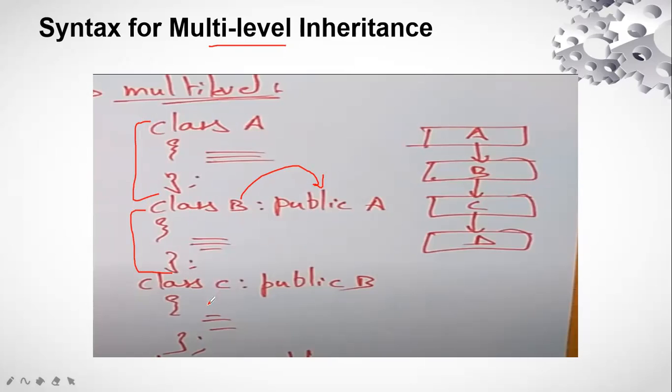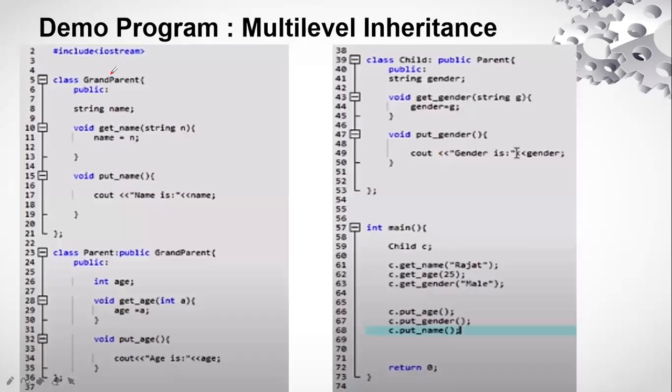I'm going to create a new class that is inheriting the properties of class B, right? So class C is publicly inheriting the properties of class B. That means class C is inheriting properties from class B and class B is inheriting the properties of class A. It is the same way as the child inherits certain properties from parents and parents inherit certain properties from grandparents. So this is multi-level. Now let's move to the demo program.